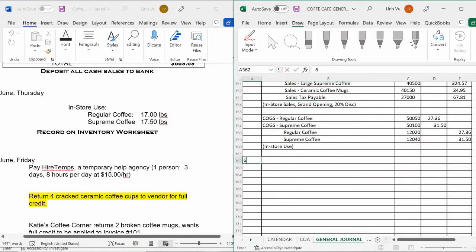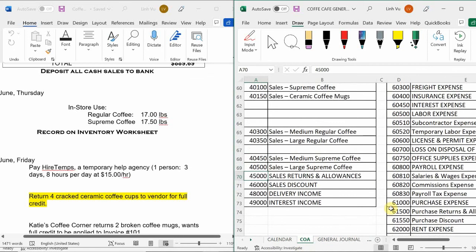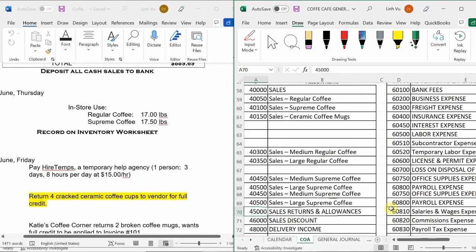All right. So how do I make a payment to Hire Temps? Okay, you're going to do your checking. We're going to write a check for sure. What are we paying for? We're paying for a service. What kind of service? We're doing payroll. No, this person is definitely not on the payroll.